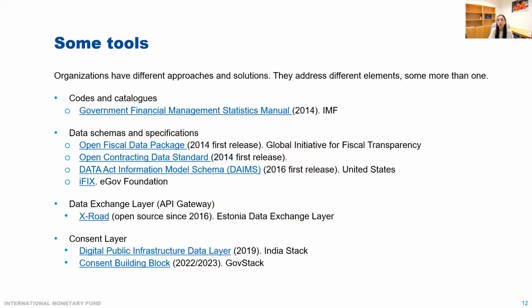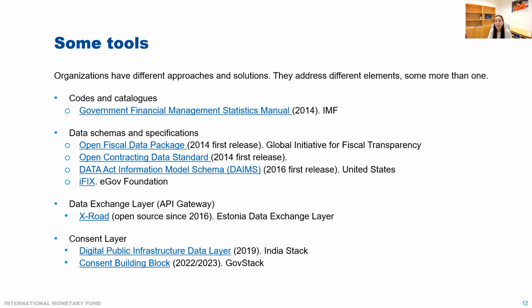And there are some tools. We are not in a vacuum, fortunately. We have different approaches and solutions. They address different elements. I have the iFix here. So we have codes and catalogs, that is the GFS, the Government Finance Statistics. The GFS is already there. We have data schemas going on, the Open Fiscal Data Package that has the Open Spending data schema, the Open Contracting Data Standard. And I also have some examples from countries here.